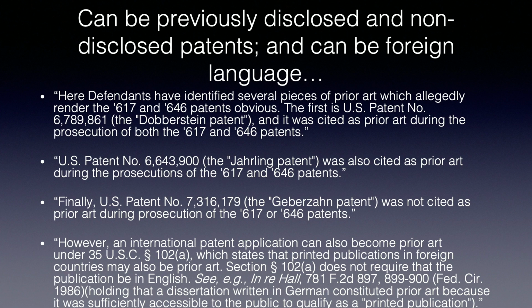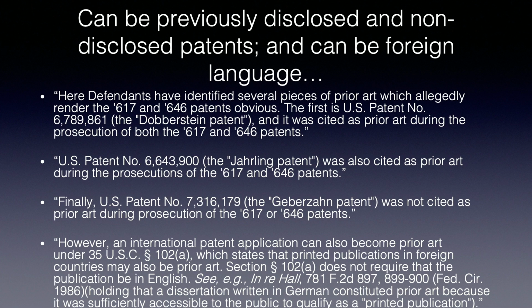And so patents can have been previously disclosed, and non-disclosed patents can actually impact what is prior art and what can invalidate your patent ultimately. And this can even be foreign language materials. And so you have some quotes from our case where these patents were invalidated, and here's the quotes. Here, defendants have identified several pieces of prior art which allegedly render the patents obvious. The first is the Dauberstein patent, and this was noted in prosecution. The second, Jarling, noted in prosecution. Finally, the Geberzone patent was not cited during prosecution.